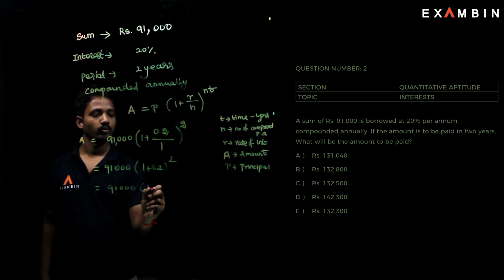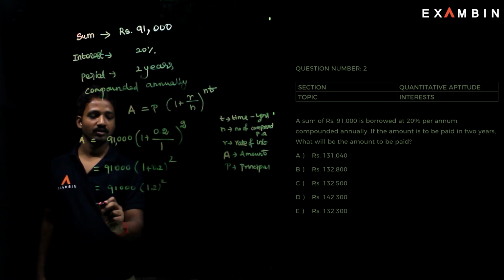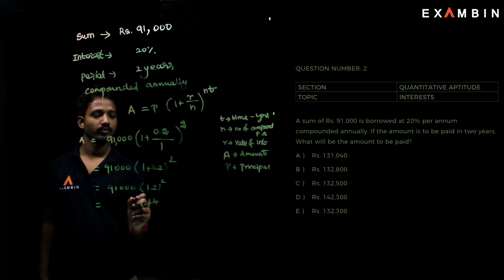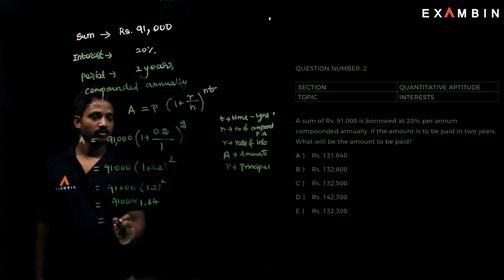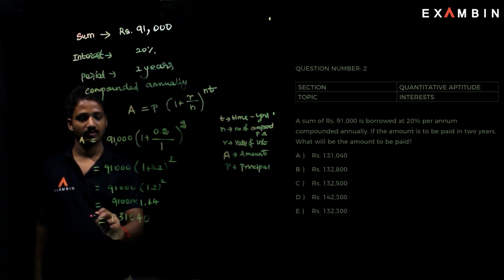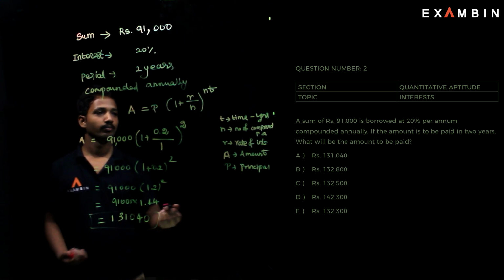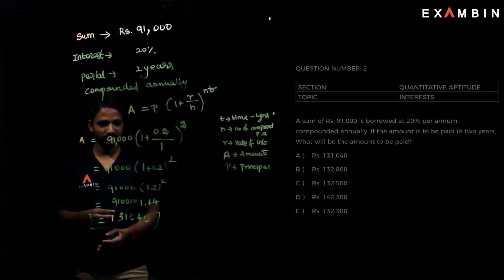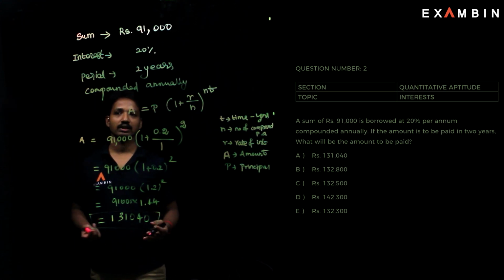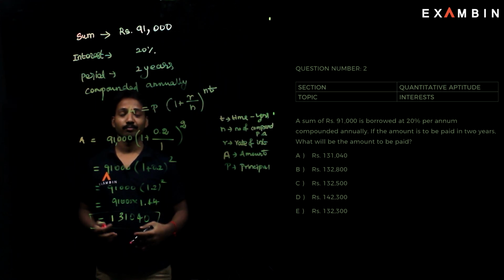91,000 into 1.2 squared. 12 squared is 144, so 1.44 into 91,000. If you solve this, you will get 1,31,040. So you can do it in both methods, but this will take some time. You can use the simple interest method for solving this question to save time. Let's move on to the next question.